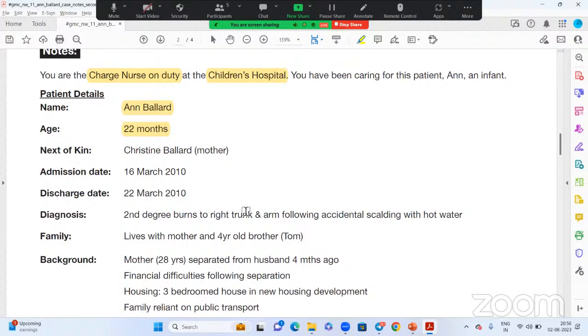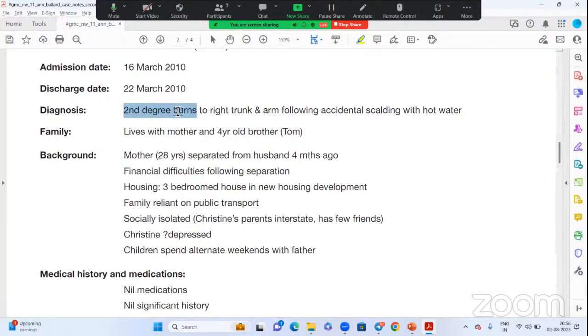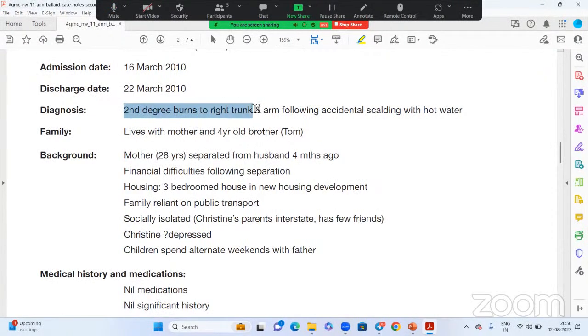Next one. The diagnosis is second degree burns to the right trunk and arm. Okay, second degree burns. That is the diagnosis.